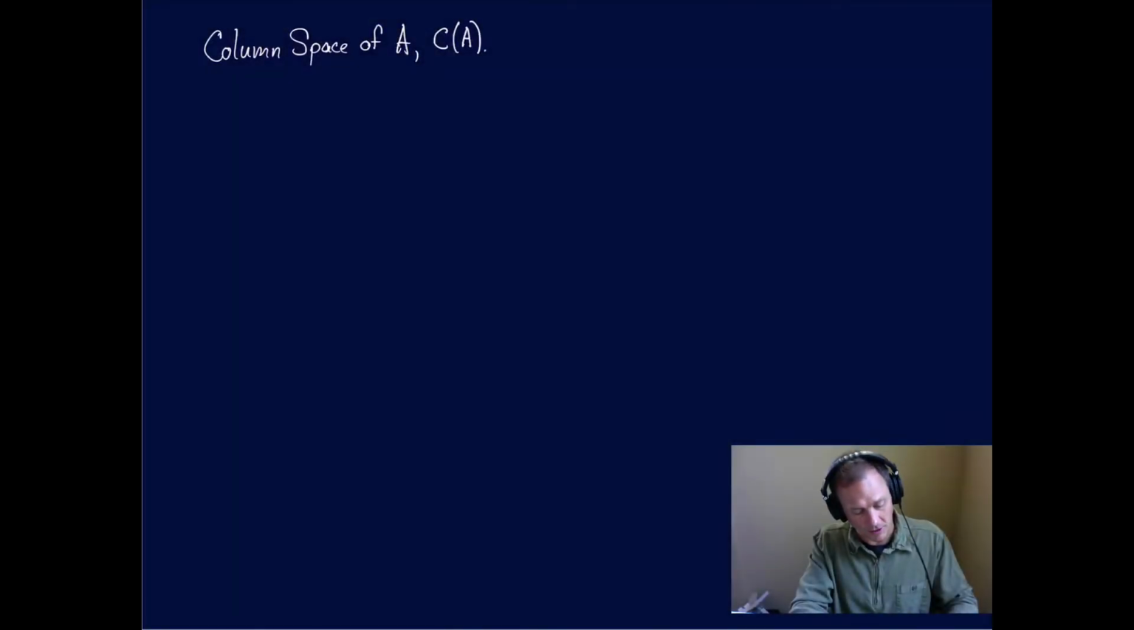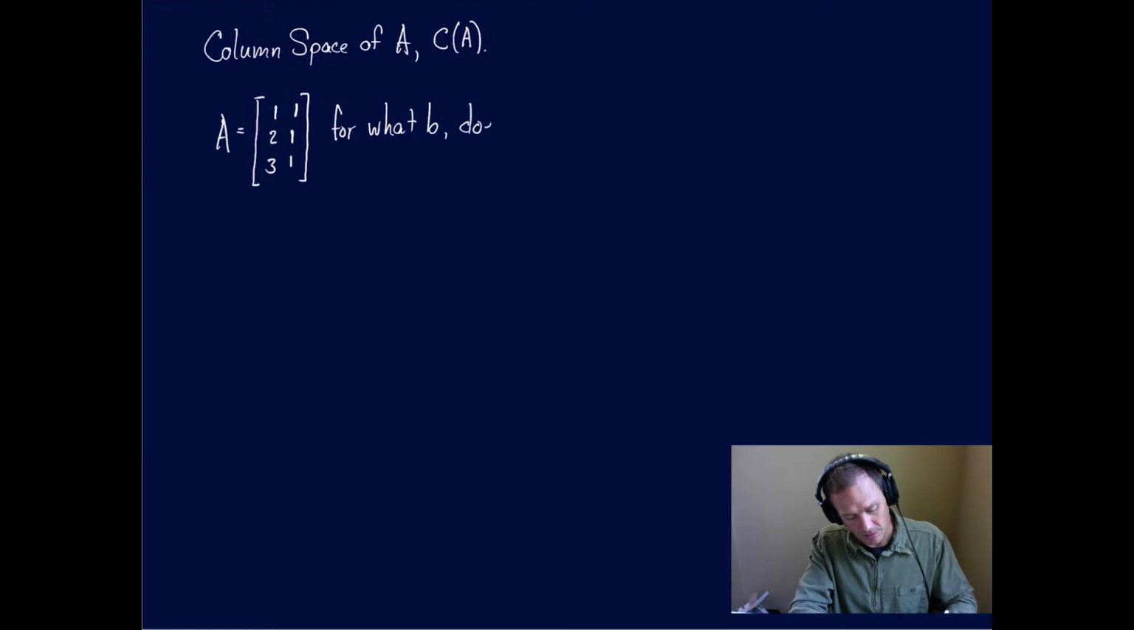All right, let's take a look at the matrix A as, how about 1, 2, 3, 1, 1, 1. And what we want to do is, for what B does AX equal B have a solution? Have a solution.